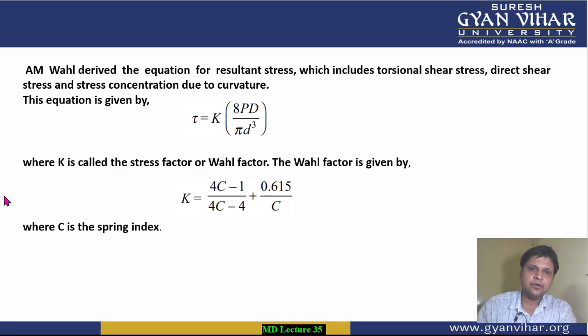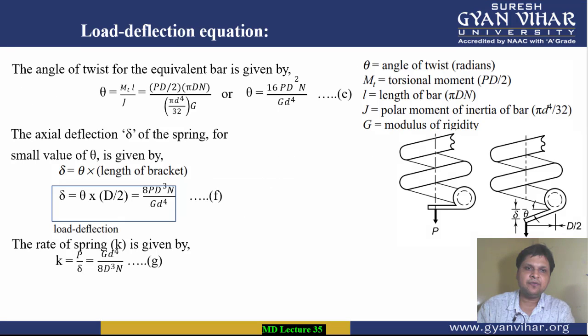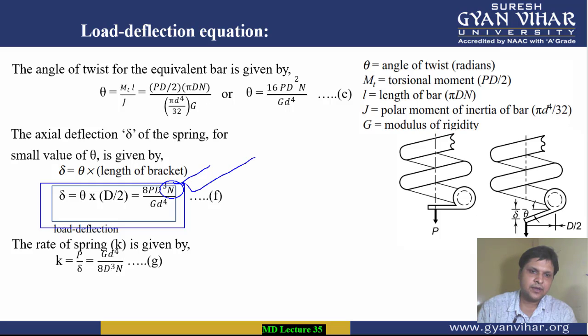Then after, students, I have already told you in the previous lecture we have derived the load deflection equation also. So based on this load deflection equation, which is given by delta is equal to 8PD cube N upon G d to the power 4, we are going to calculate this N. N is what? N is the number of active coils.